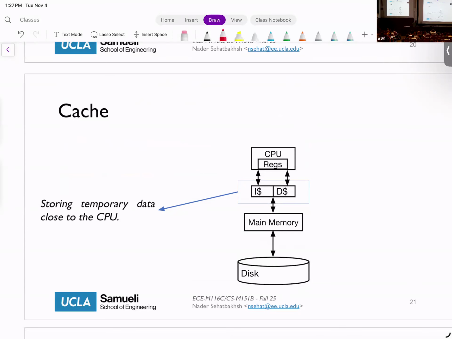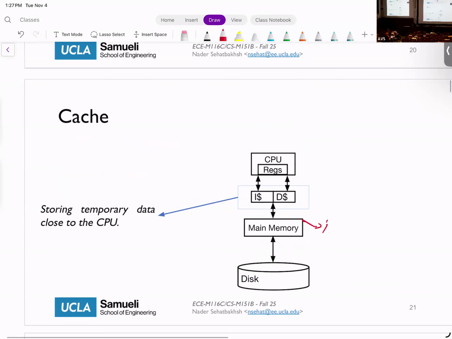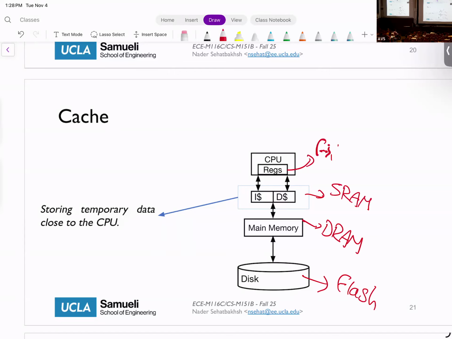So we have the CPU, and we have our registers, or register file, closest to the CPU. Then we have what we call a cache design. This is the temporary storage that is closest to your system. Then you're going to have your main memory. This is your DRAM architecture here. And then you have your disk, and this is your flash or whatever technology you're using. The cache would usually be SRAM. And the registers are your flip-flops.